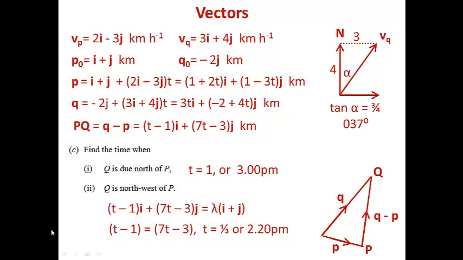So we work out the value of t when t minus 1 is the same as 7t minus 3. This gives us t equals 1/3. 1/3 of an hour is 20 minutes. So as t equals 0 is 2 p.m., t equals 1/3 is equivalent to 2:20 p.m.